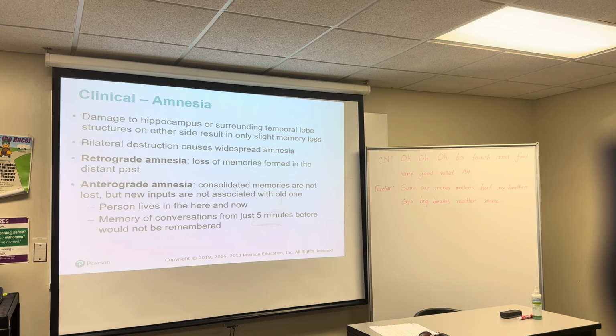Okay. Now, if you have damage to the hippocampus or surrounding temporal lobe structures on either side, your hippocampus is associated with memory, right? If you have damage to the hippocampus, what is going to happen? Bilateral destruction causes widespread amnesia. You can have two types of amnesia: retrograde and anterograde. When we say retrograde, what do we mean by that? It means that you are forgetting the memories from the past. And anterograde means you already have the memories from the past, but you cannot memorize anything new in the future anymore, right?